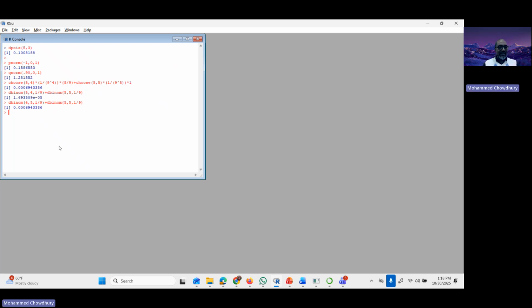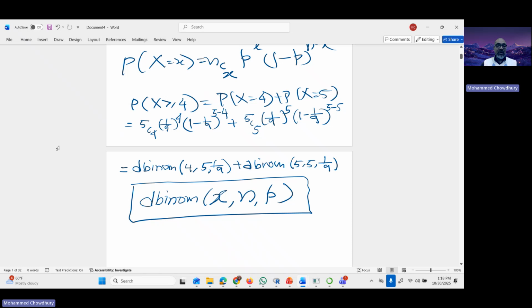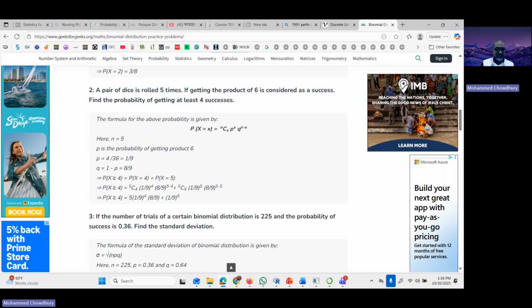So binomial problem, okay? So for the rest of the problems, I'm not going to write these things. Take a look. I'm not going to write these things for the rest of the time, okay? I'm just going to write this formula. This formula I'm going to write. Okay, so come to the next one.